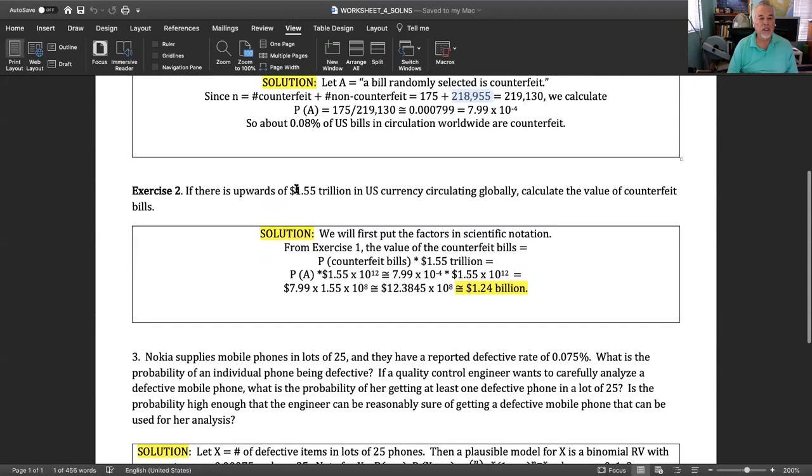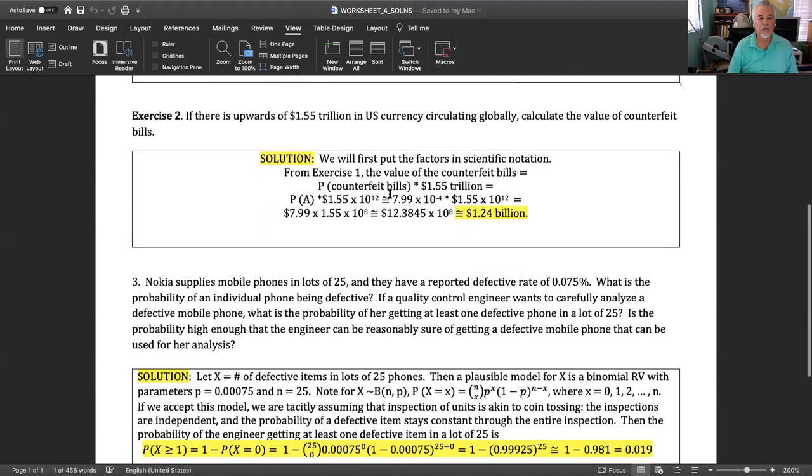there's actually $1.55 trillion in US currency circulating globally, then all we have to do is to calculate the value of the counterfeit bills is just multiply P of A, that's the relative frequency, times this global total of 1.55 trillion.